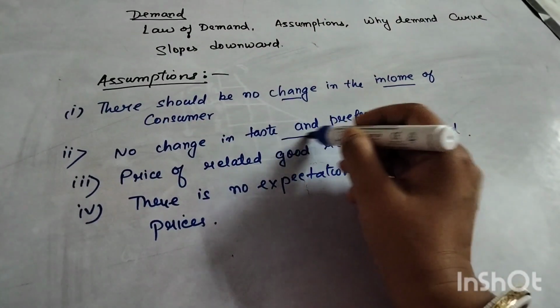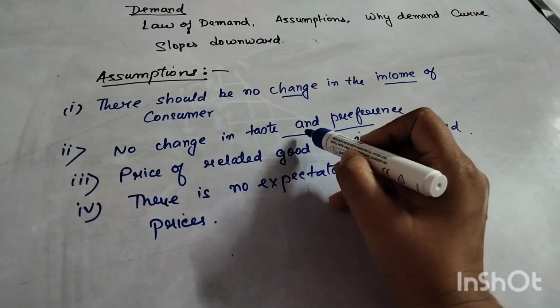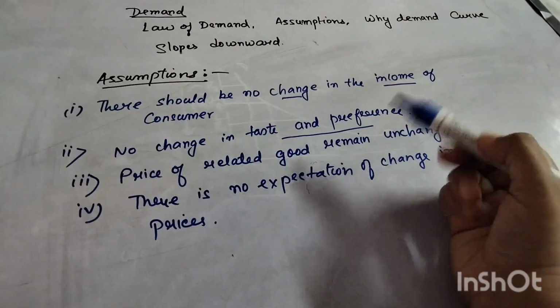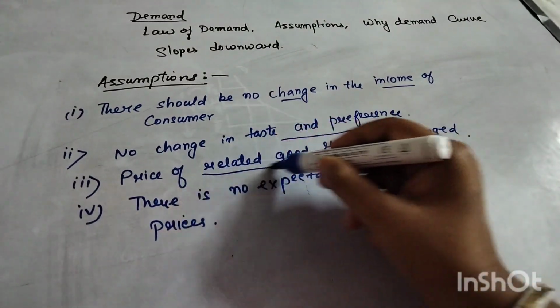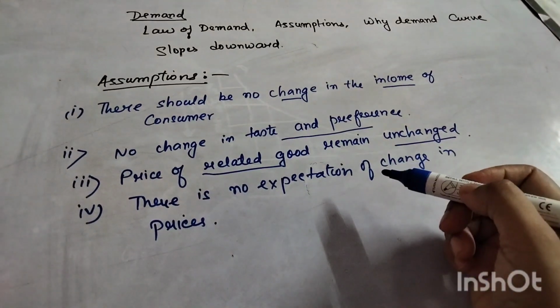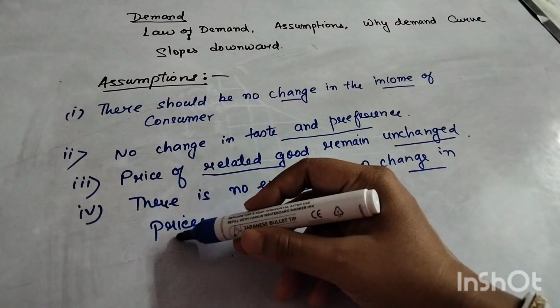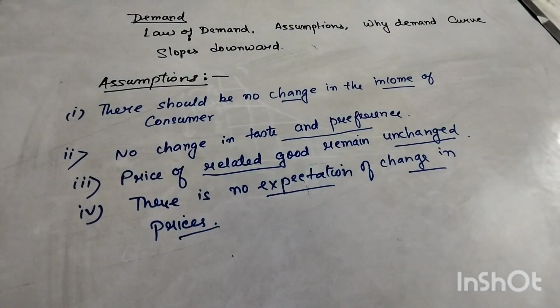Next is taste and preferences. That also will have no change. Again, the price of related goods will remain unchanged. That means there will be no change in the price of the related good, and no expectation of change in future prices. Everything will remain constant. So these are the assumptions that will remain constant.